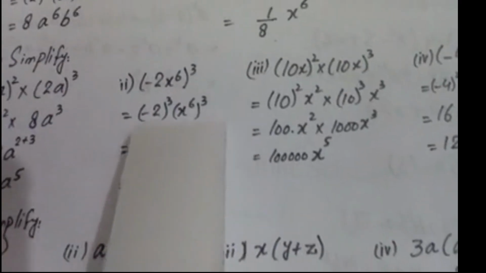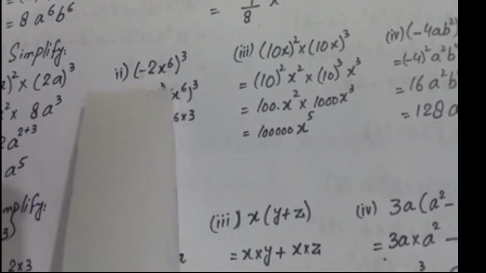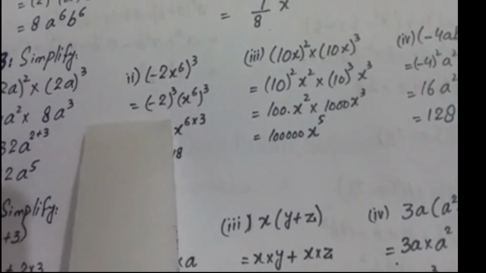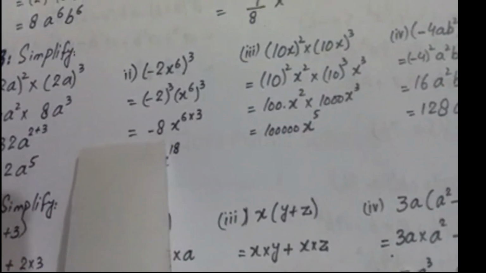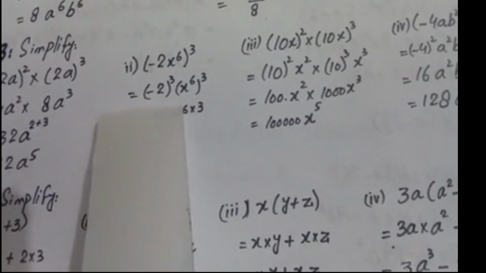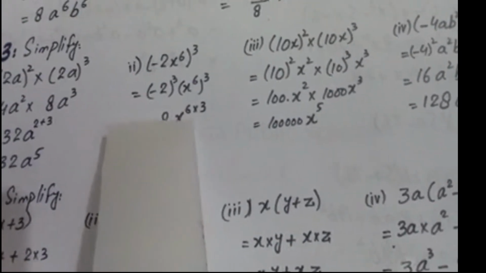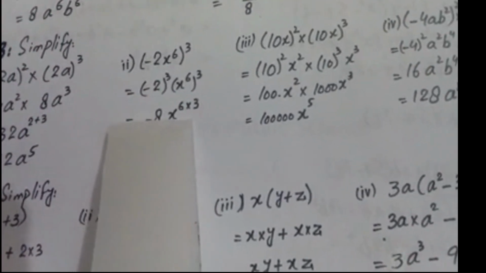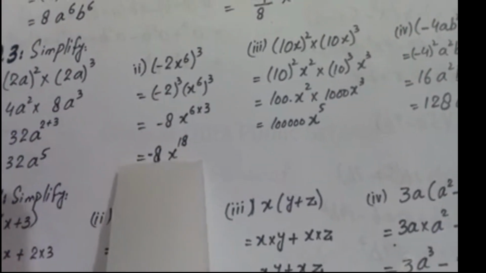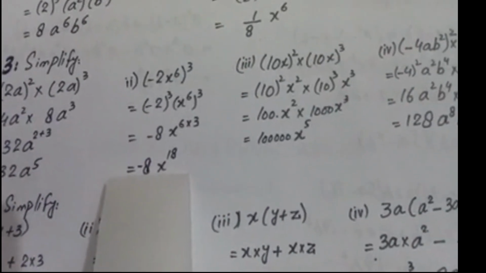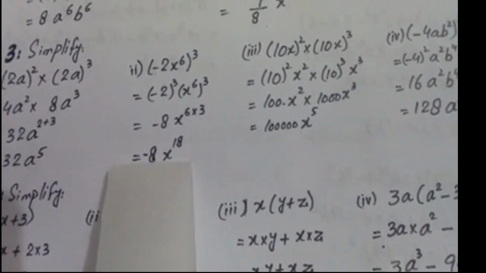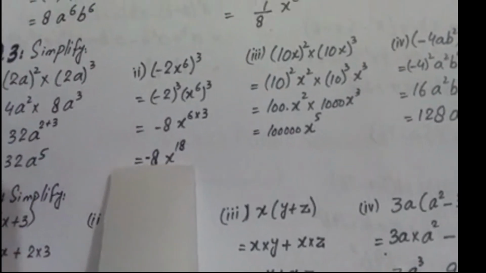Now see second part, (minus 2x⁶) whole cube. So in first step we apply this cube to both these terms, minus 2 and x⁶. So cube of minus 2 is minus 8. Cube means minus 2 multiplied by minus 2 multiplied by minus 2. And x raised to power 6 into 3 will become x raised to power 6 multiplied by 3, that is 18. So answer will be minus 8x raised to power 18. This is required answer.